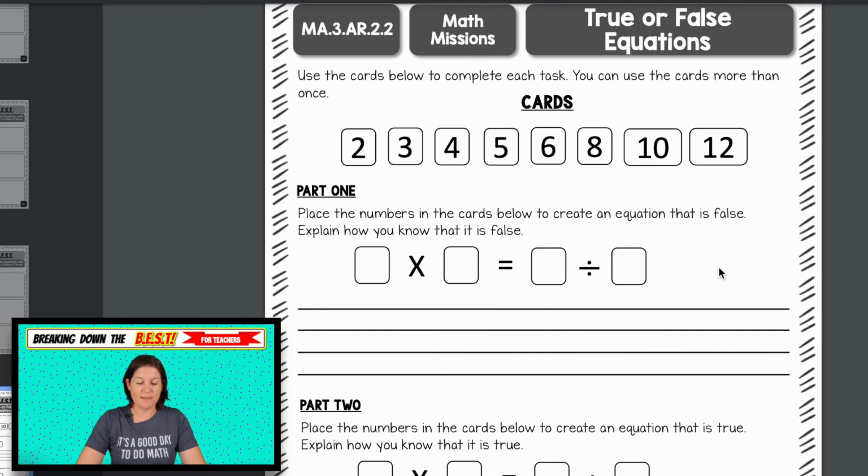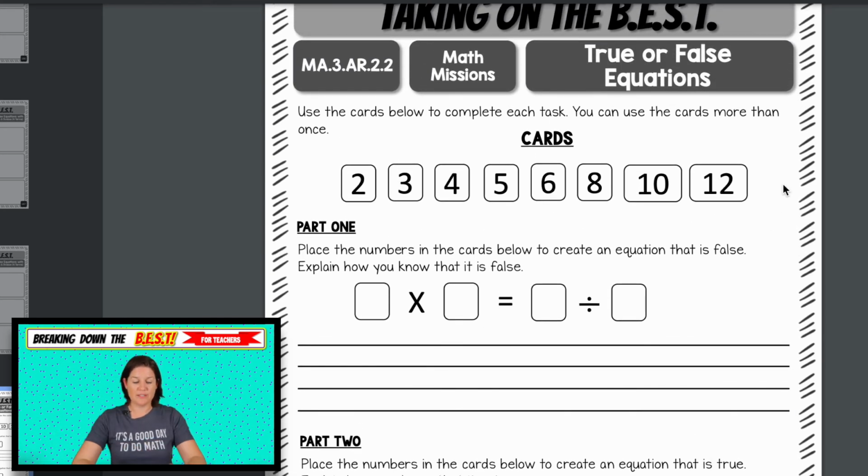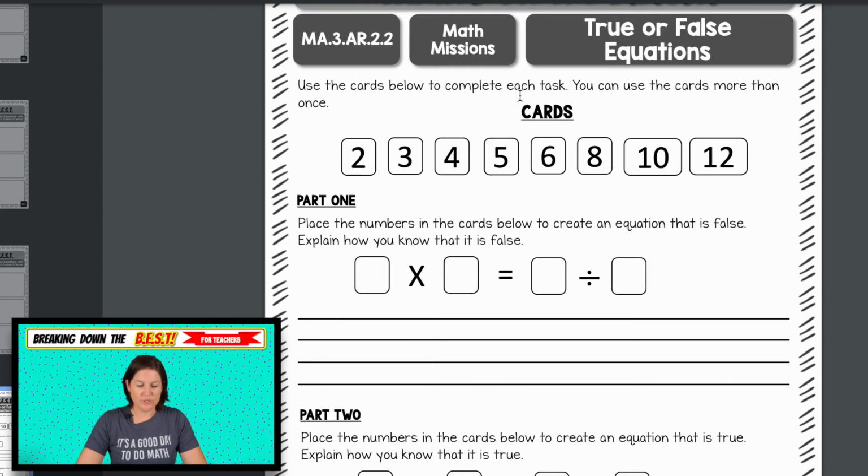And then here is the math mission where we're throwing everything together in a math task, a math mission. So here it says, use the cards below to complete each task. You can use the cards more than once. Place the numbers in the cards below to create an equation that is false. Explain how you know it is false.